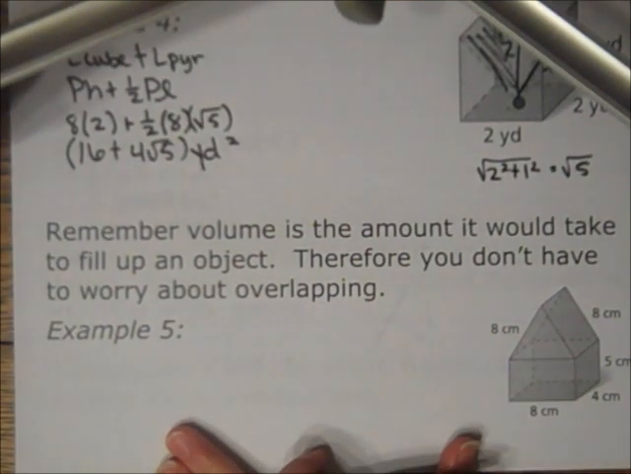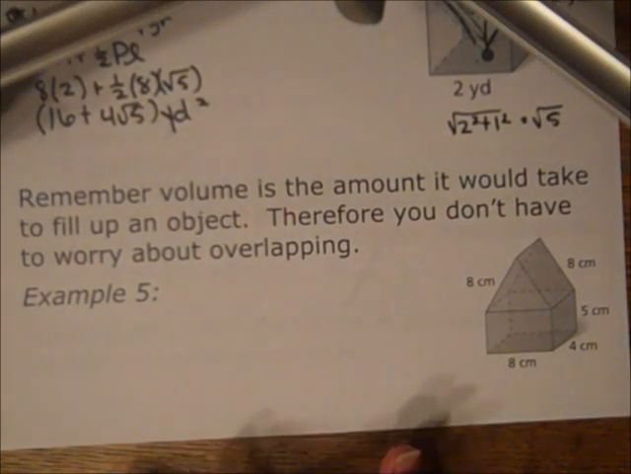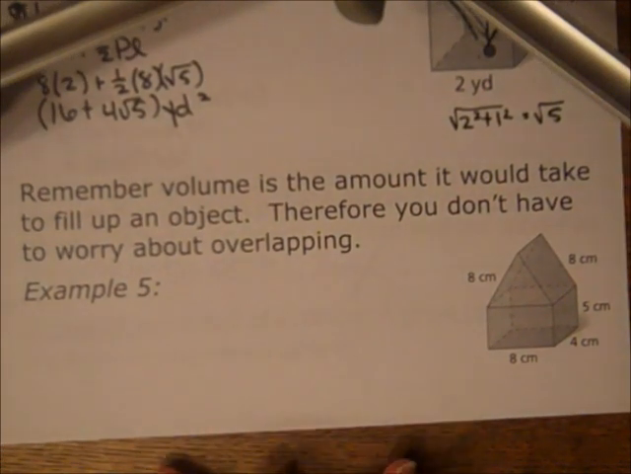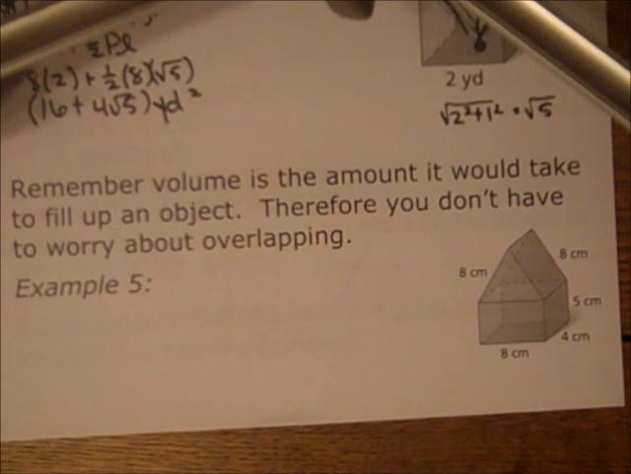Okay, so surface area of composites is actually the hardest thing from chapter 10. Volume is pretty easy because remember that volume is the amount it would take to fill up an object. So you don't have to worry about any overlapping. You either add the 2 objects together or you subtract them. There's no fear of overlap like there is for surface area. So this should be pretty simple.